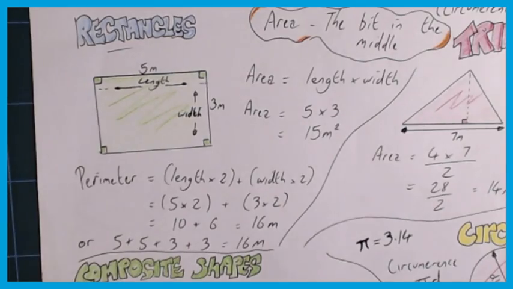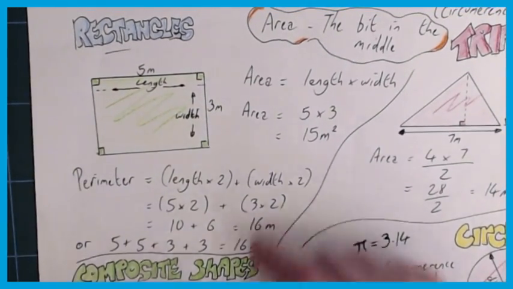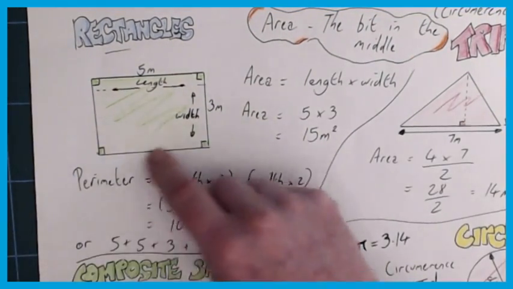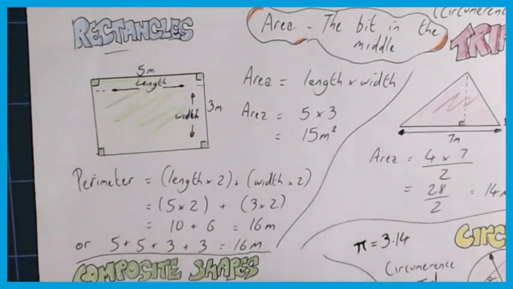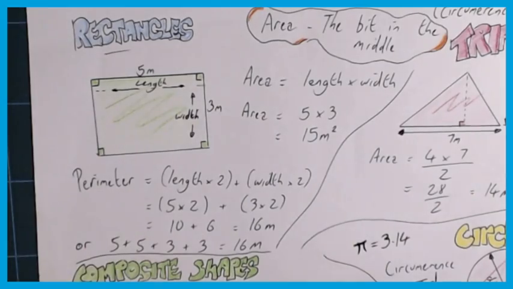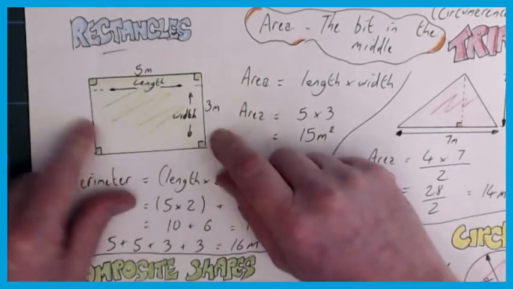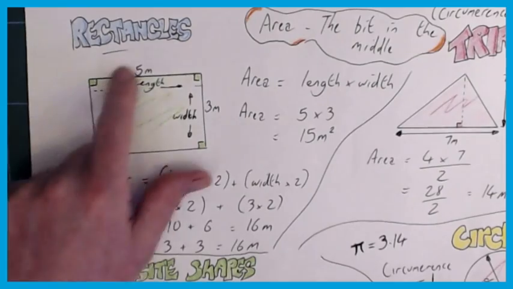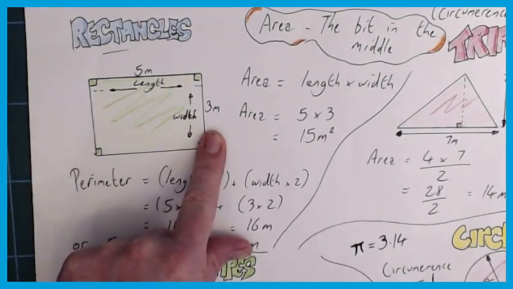So let's have a look at rectangles first. If you remember what the area is, the bit in the middle, and the perimeter is the journey around the outside of these. So we're going to work out the area and the perimeter of this one here. We've just got a rectangle. It's 5 meters by 3 meters.